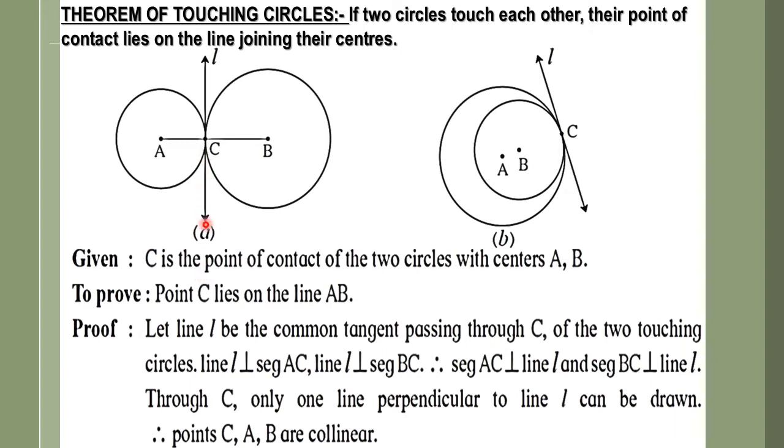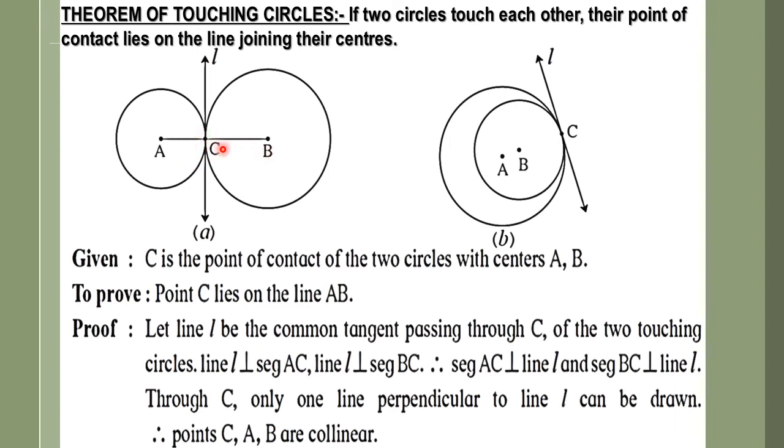Now passing through this C of the two touching circles, here if you see, this line L is perpendicular to AC by the tangent theorem. In the beginning of the chapter we learned that the tangent theorem says every tangent is perpendicular to the radius through its point of contact. Here this line L is perpendicular to AC, which is the radius of the first circle, and line L is perpendicular to BC, which is the radius of the second circle. So by the tangent theorem we can conclude that.